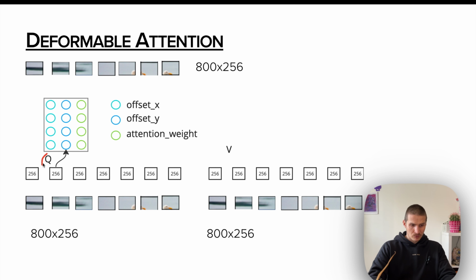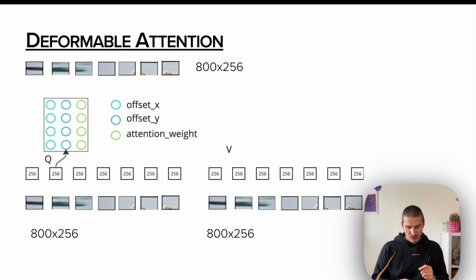So we look at the query sequence and we just use an extra dense layer to project that down to a fixed set of numbers. So in our case, we want only 4 attention points.